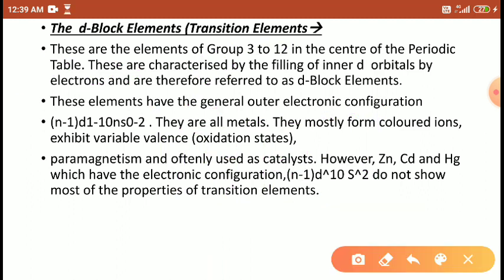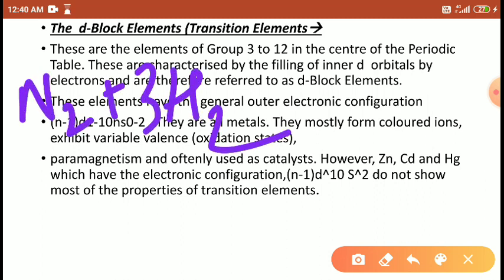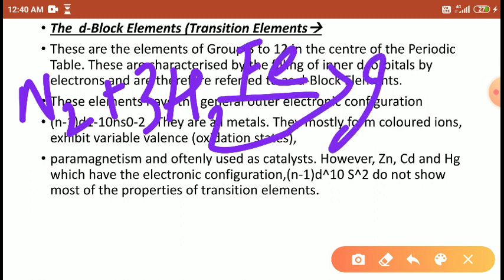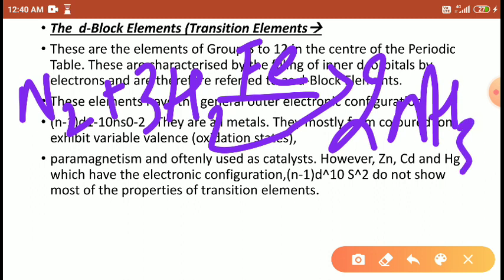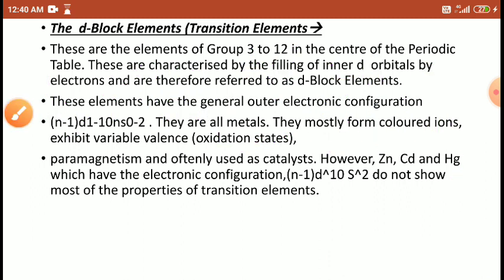And D block elements are used as catalysts. A catalyst means a substance which increases the speed of reactions. For example, nitrogen and hydrogen, when kept in a chamber, cannot react with each other. But when you add the iron catalyst, it turns into NH3, ammonia.